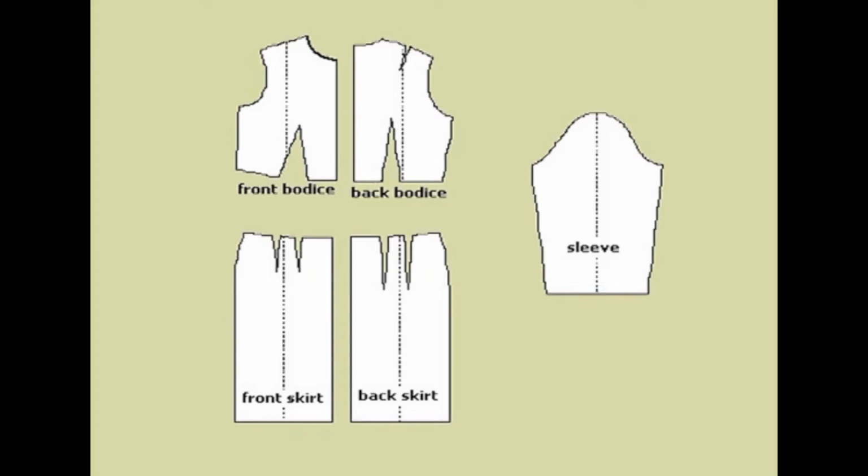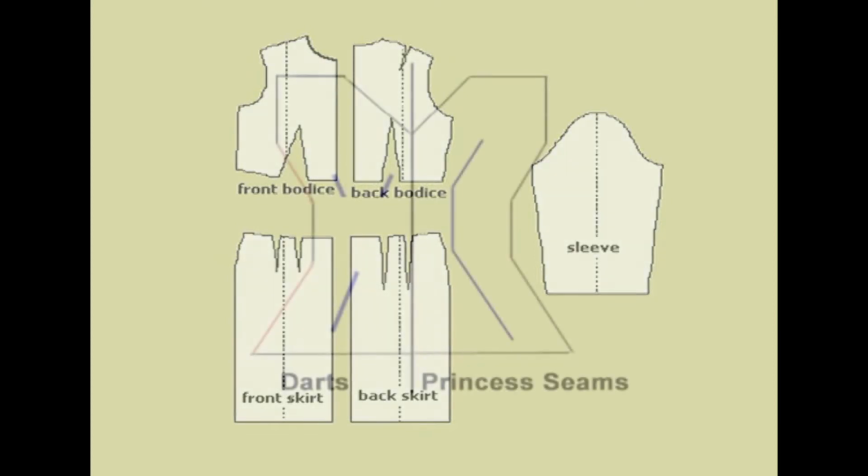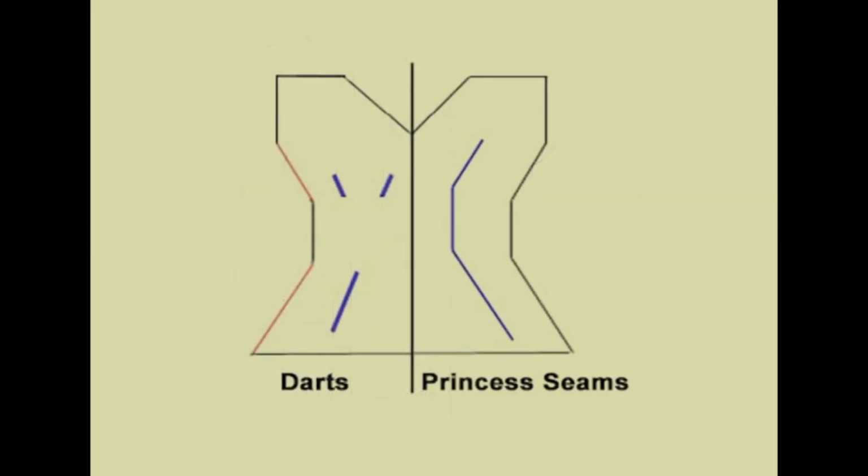It consists of 5 pattern pieces, that is bodice front, bodice back, skirt front, skirt back and the sleeve pattern. The basic pattern should have only a minimum number of darts and seams and it should fit the body comfortably without being tight or loose.